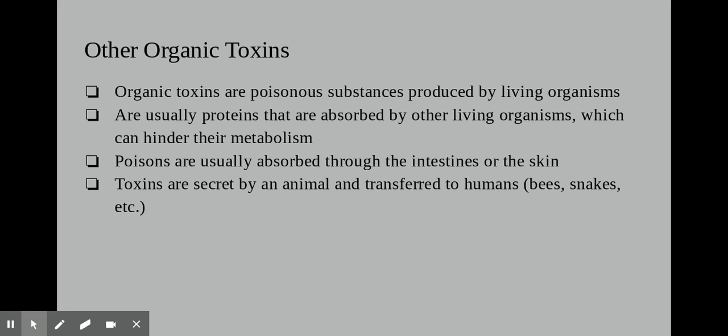Natural ones. The organic toxins are things produced by living critters. These ones are dangerous. They're usually proteins that get put into another living thing. They're usually absorbed through the intestines or the skin, secreted by an animal, and are transferred to humans. Just a couple examples: bees or snakes. But you could go on and on with this. You could go with spiders and jellyfish. Basically anything that stings and has poison is definitely falling into this category. And these are all very, very dangerous toxins.